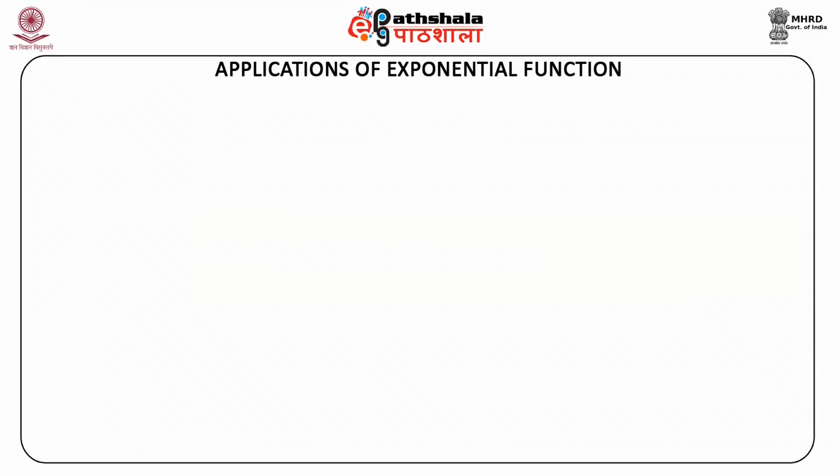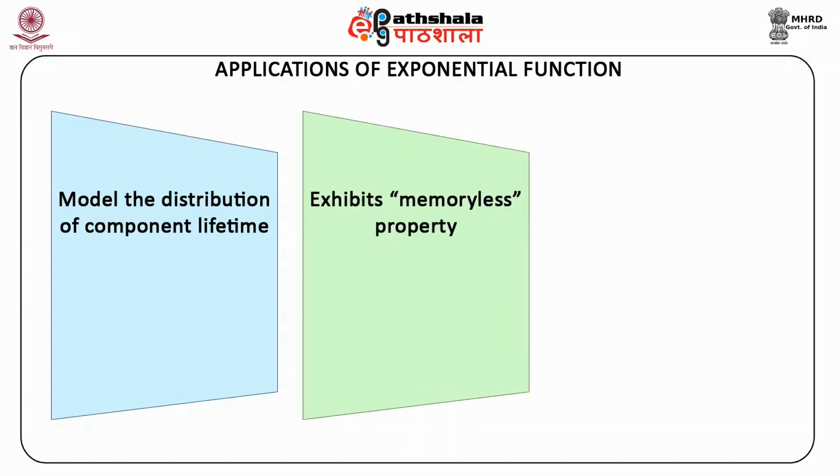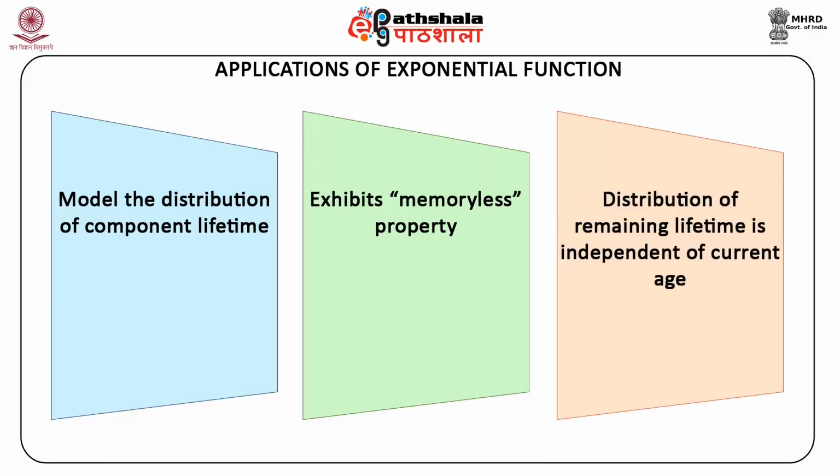Third, the exponential distribution can model the distribution of component lifetime. This is because the exponential distribution exhibits the memoryless property, which implies that the distribution of additional lifetime is exactly the same as the original distribution of lifetime. That is, the distribution of the remaining lifetime is independent of current age.